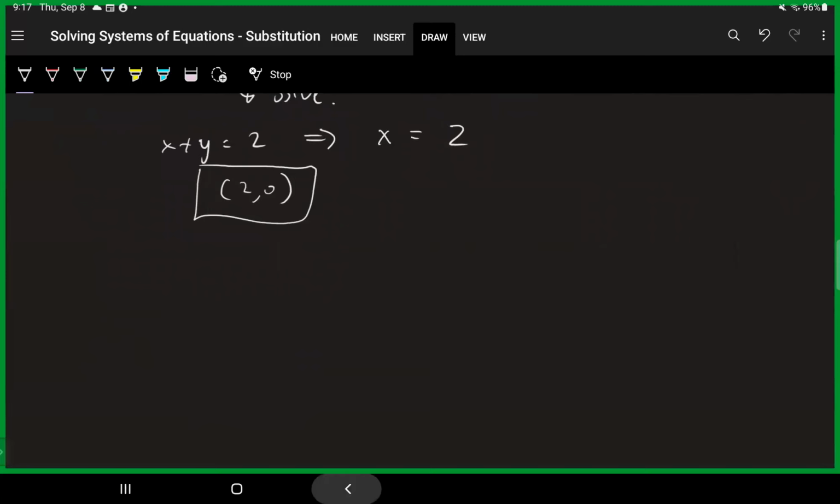In our second example, we're told to solve this by substitution. And hey, there's already something by itself, so I'm not going to do any extra work if I don't have to. If I'm told to solve this by substitution and they already isolated one of the variables, I'm going to take this 2x minus 2 and plug it into that equation.